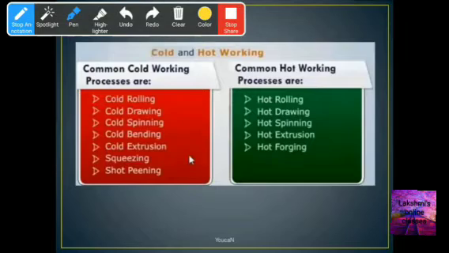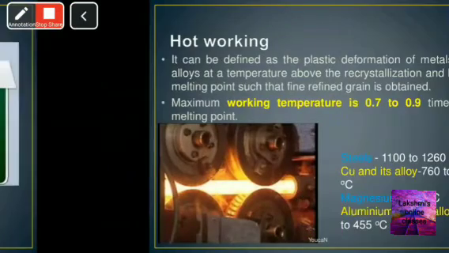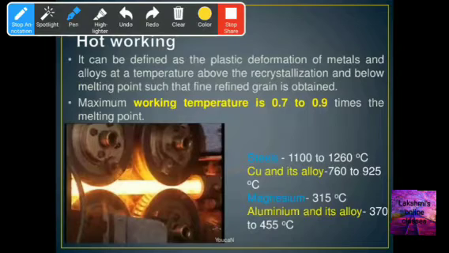extrusion, squeezing, shot peening. So for hot working, we have hot rolling, drawing, spinning, extrusion and forging. So the common ones are spinning, extrusion, forging, and drawing. But it depends upon the temperatures, right? So depending upon the requirement, we choose our working process.